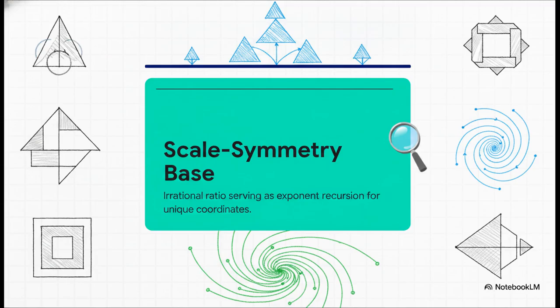By locking in this ratio and using it as an exponent in recursion, we generate an infinite stack index. So why does this matter to us? Because it gives us a mathematical engine capable of generating unique, scale-symmetric geometric patterns indefinitely. Every single coordinate it spits out is mathematically guaranteed to be totally unique and perfectly ordered.